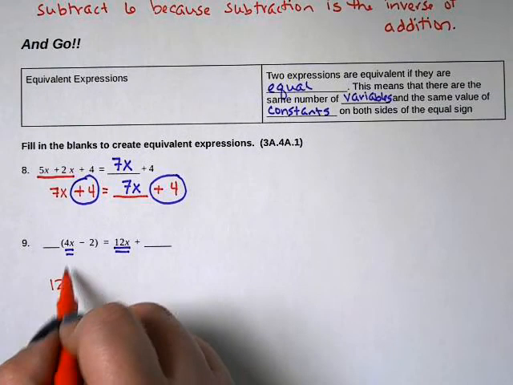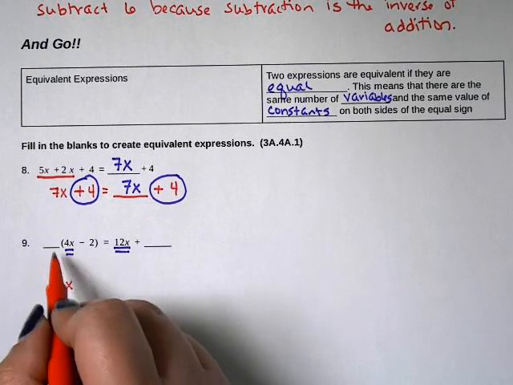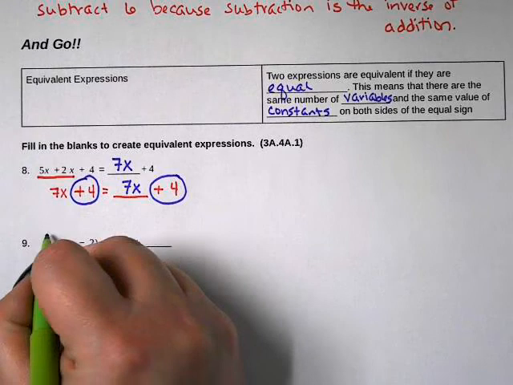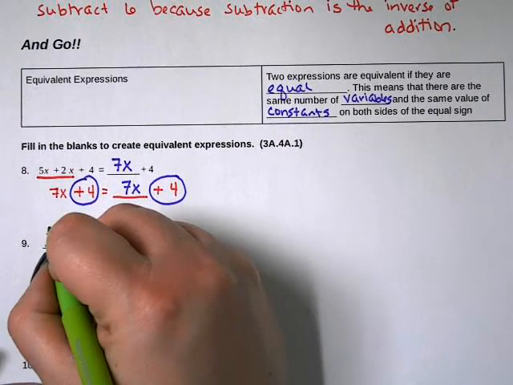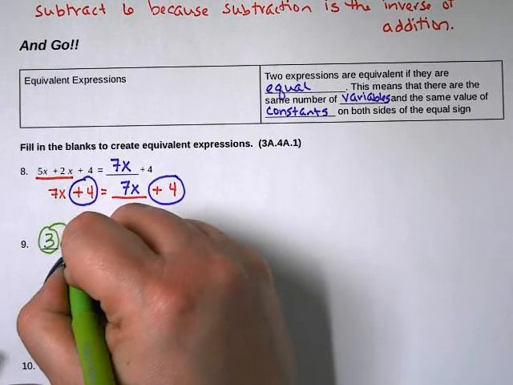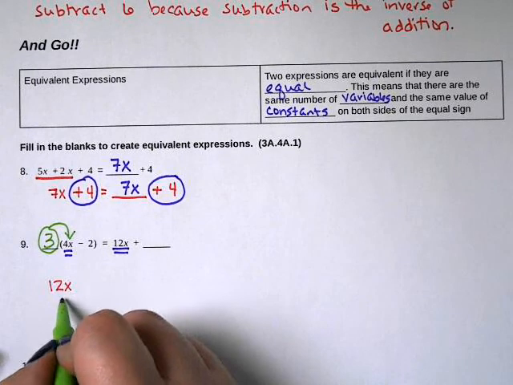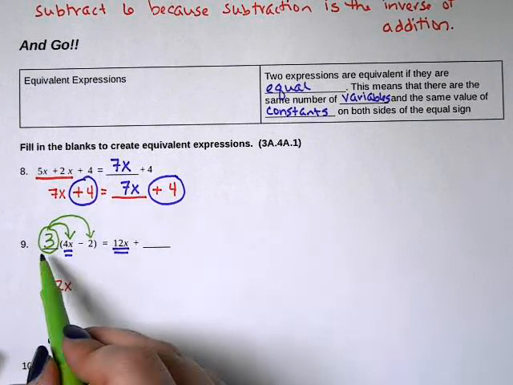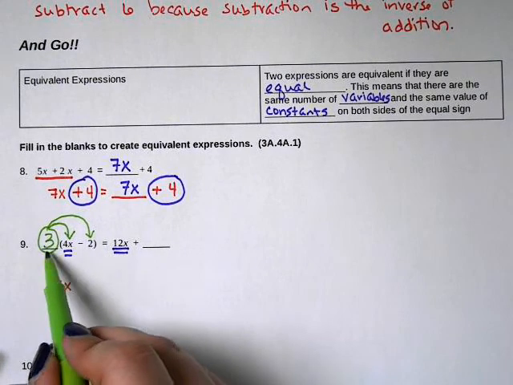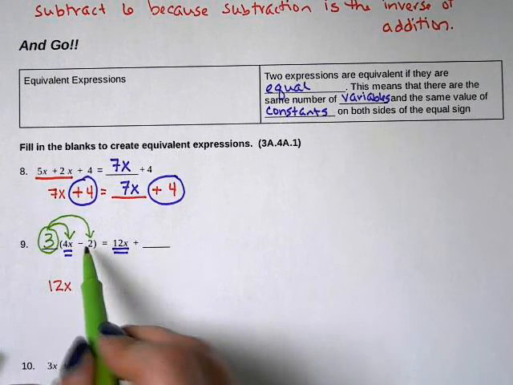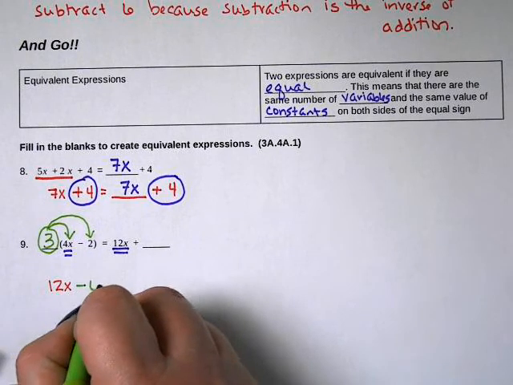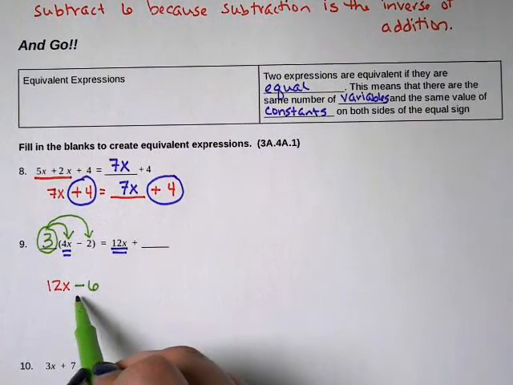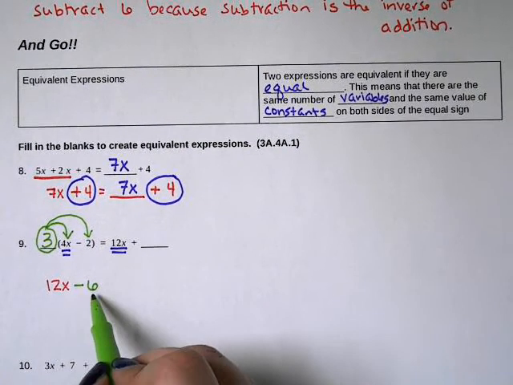Well, in order to go from a 4x to a 12x, the number that I would have to multiply by would have to be 3. So if I take a 3, I'm going to check now, and I do 3 times 4x, that would get me a 12x. Well, now let's see what the rest of this side is equal to then. I'm going to distribute that 3 inside. So 12x, and then I have 3 times negative 2, that would give me a negative 6. That means the whole left side now becomes 12x minus 6 once I put the 3 in the blank.